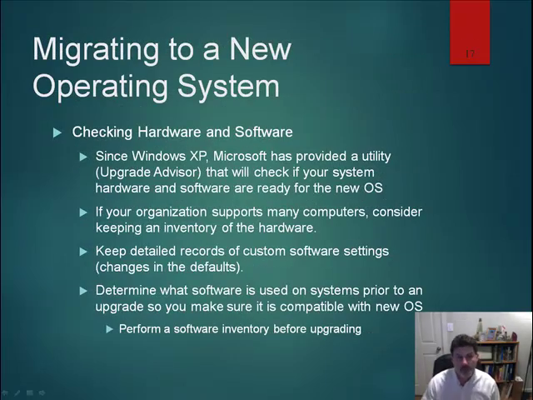We're going to want to, as part of the migration process, check the hardware and software. Since Windows XP, Microsoft has provided a utility called the Upgrade Advisor that will check to see if the system software and hardware is compatible for the new operating system. If your organization supports many computers, consider keeping an inventory of the hardware. Also keep detailed records of all of the custom software settings, changes in the defaults, etc. that you may use from one user to another. And we're going to determine what software is used on systems prior to an upgrade so I can make sure it's compatible with the new operating system.